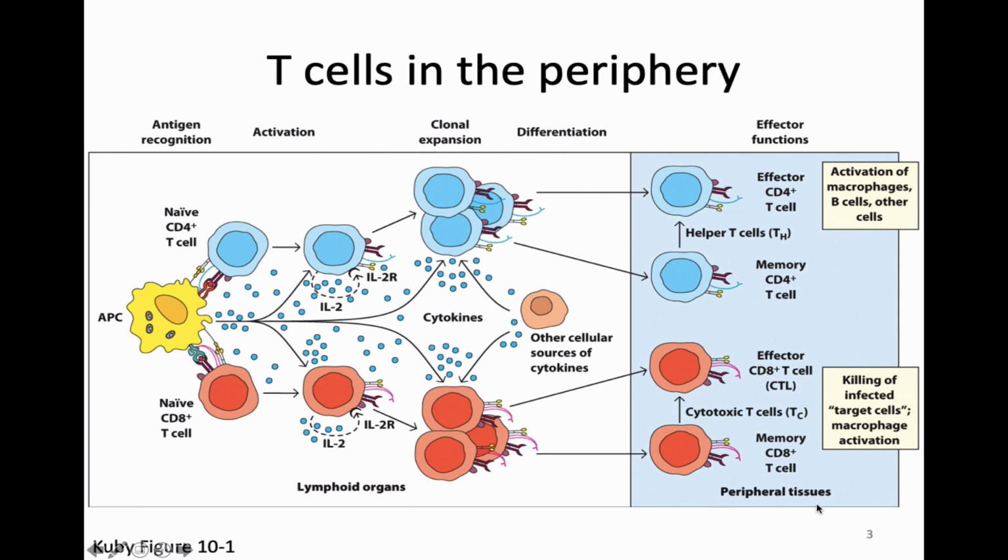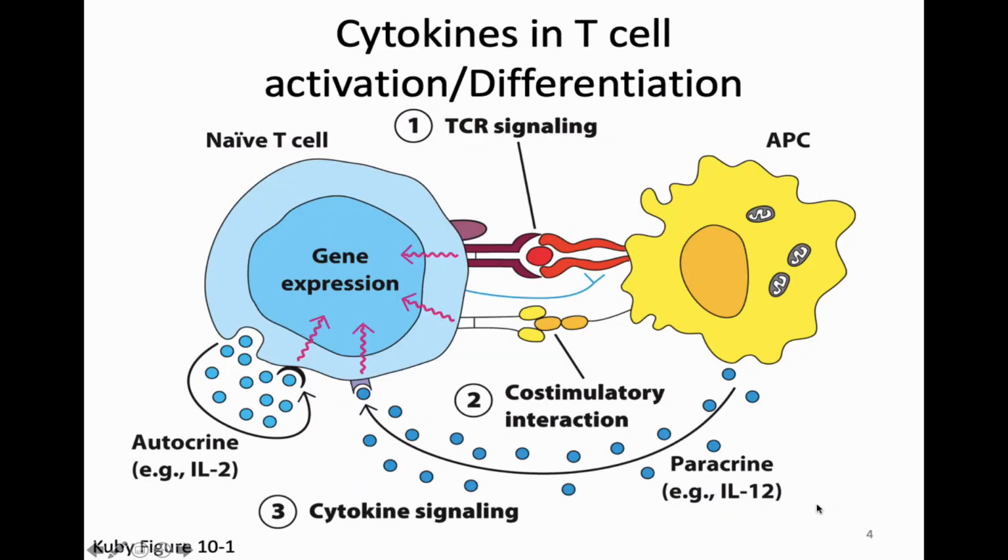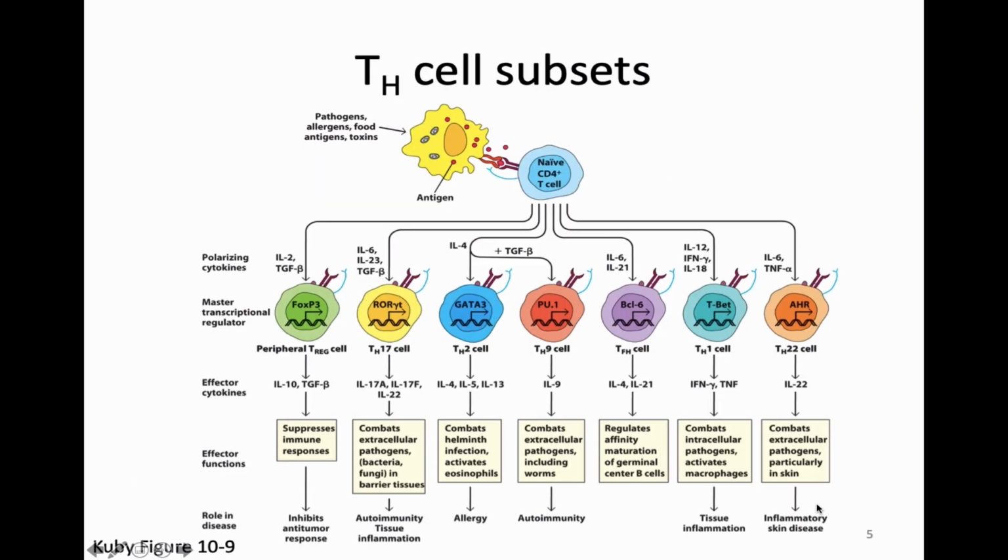But the exact influence and the exact cytokine can vary, and that variation is partially based on which cytokine the naive T cell received when it was first activated. So helper T cells, which are the effector type of CD4 positive T cells, can be divided into many types of subsets.